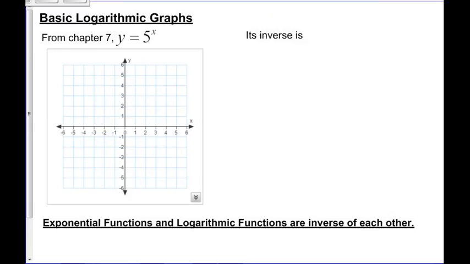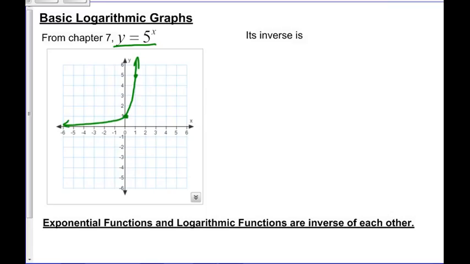Let's keep trucking here with basic logarithmic graphs. So from chapter 7, here's what we know about the graph of y equals 5 to the x. We know that it basically looks like a banana, that if I put in a 0 for x, I'd get 1 for y. 5 to the 0 is 1. If I put in 1 for x, I'd get 5 for y. 5 to the 1 is 5. And it has an asymptote on the x-axis, and it looks like this.